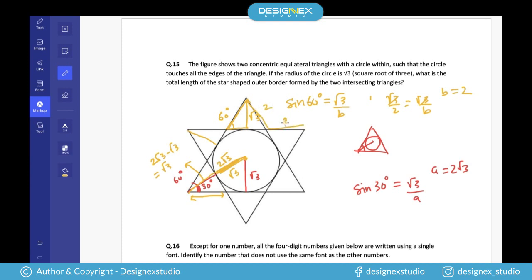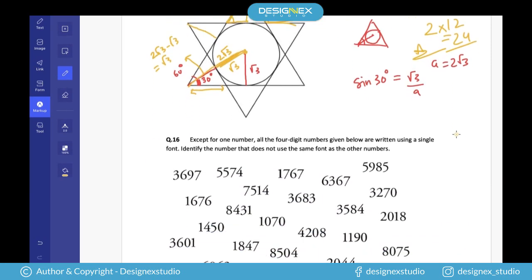This is also 2. So you can calculate, 1, 2, 3, 4, 5, 6, 7, 8, 9, 10, 11, 12. So 12 are there. What you have to calculate is the total length of the star. So I have this length, and similarly I have 12 other sides. So 2 into 12, so 24 would be the answer. Yeah, simple.